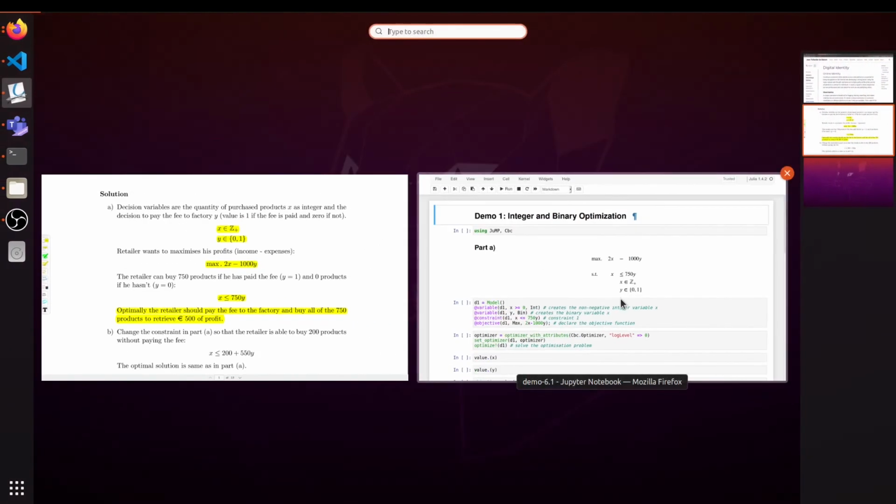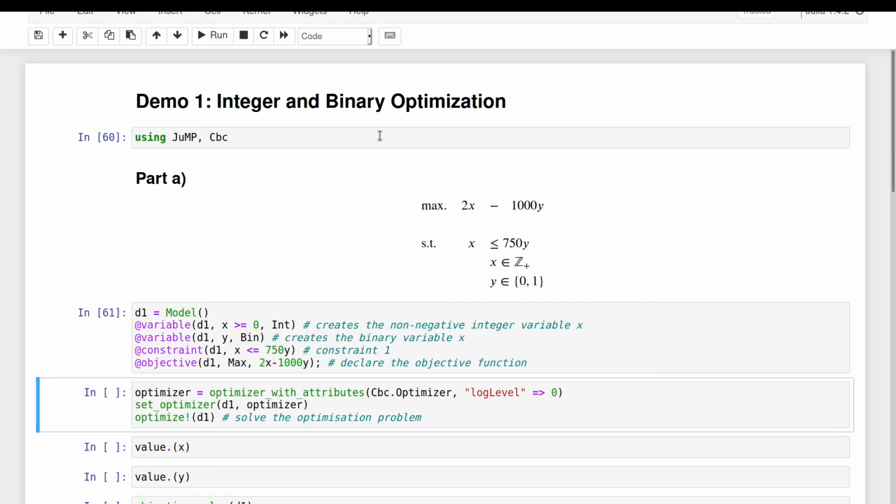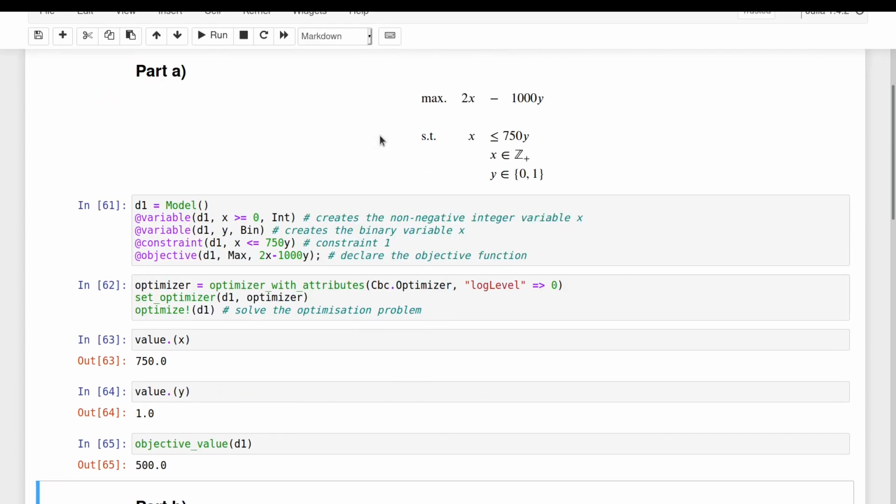And we can go to Julia and verify that this solution is correct. Let's import JuMP and CBC and let's run the model. And as we can see, the optimal solution is the 750 products that he should buy, and the indicator variable Y is equal to 1 and the objective value is 500.